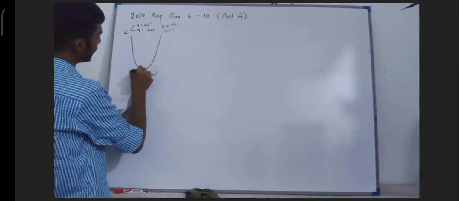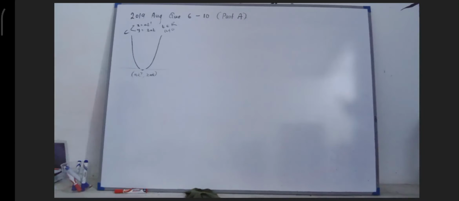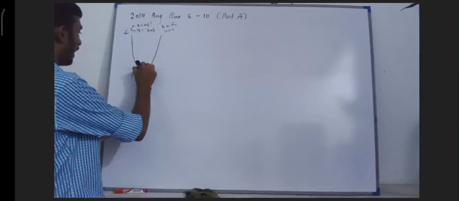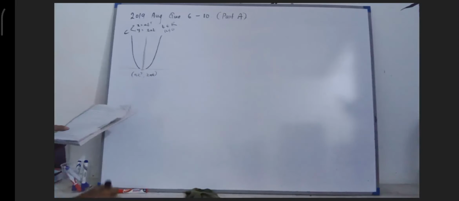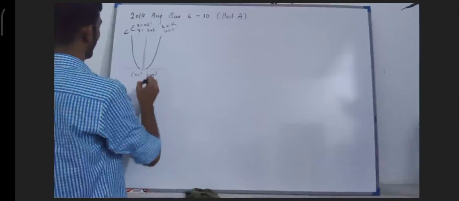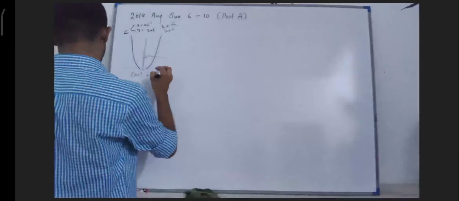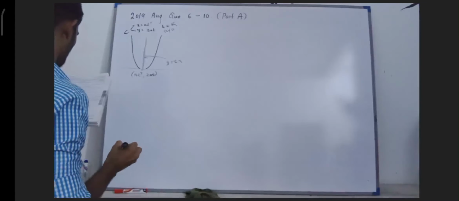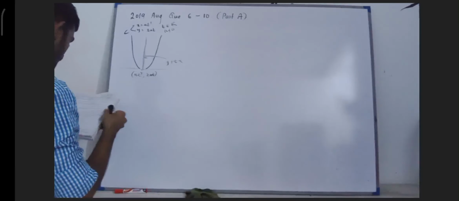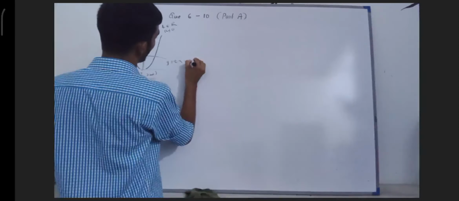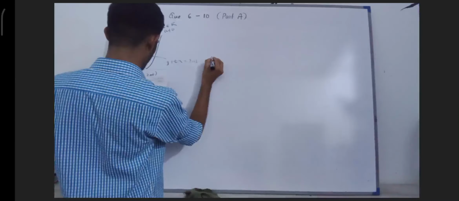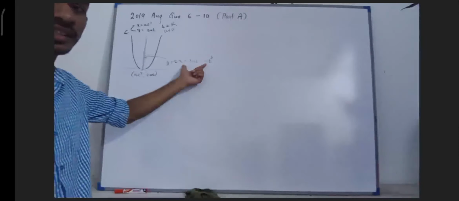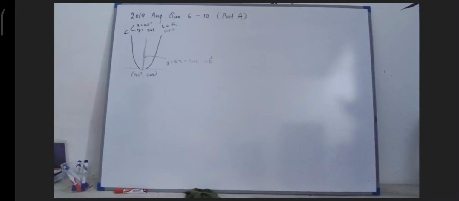Now at this point we can draw a tangent to this parabola, and we have to find out the equation of the normal line at this point. The normal line to the parabola at this point is equal to y plus tx is equal to 2at plus at cube. So we have to derive this equation from the given information in the question.